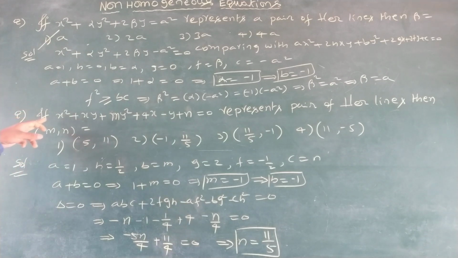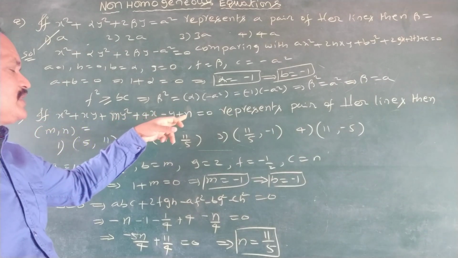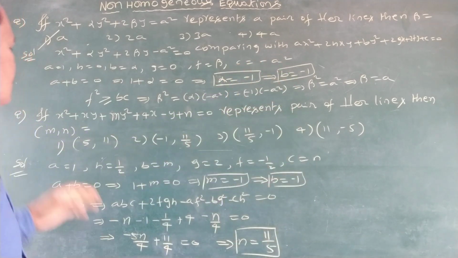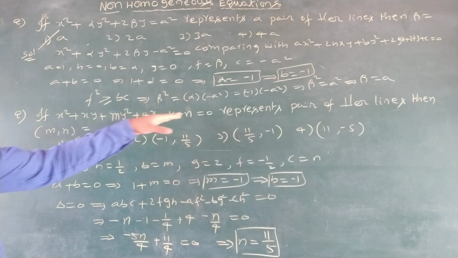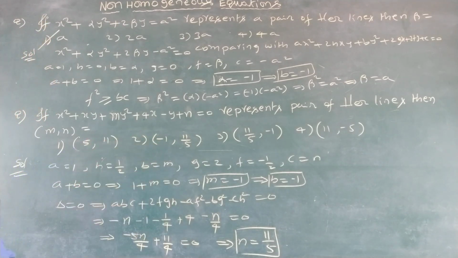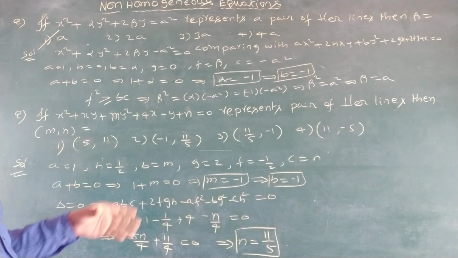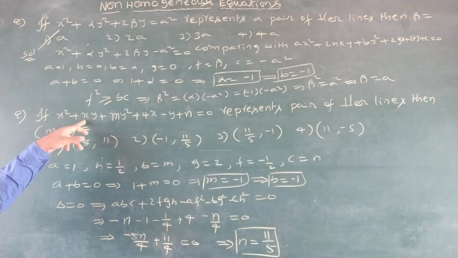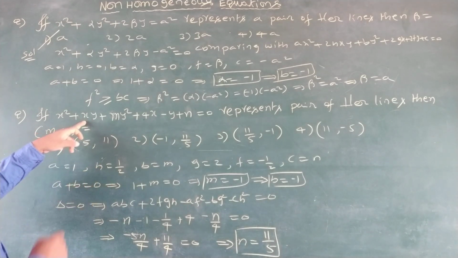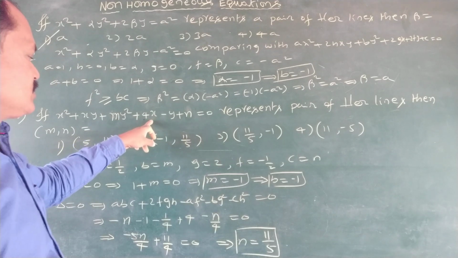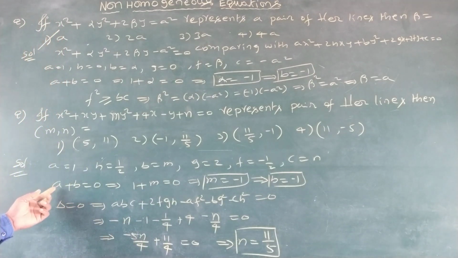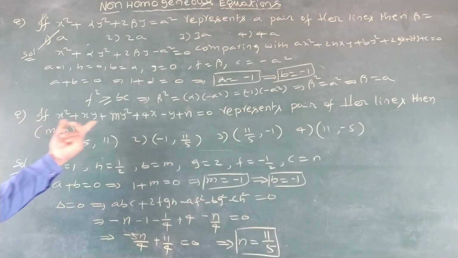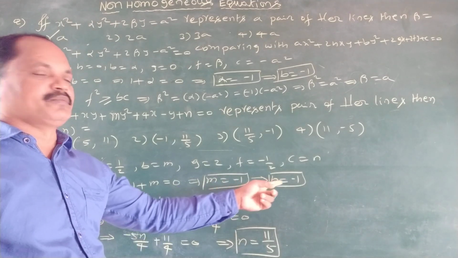Now we're going to the next question. If x square plus xy plus m y square plus 4x minus y plus n is equal to 0 represents a pair of perpendicular lines, then find the value of m comma n. So we compare with the pair of lines equation ax square plus 2hxy plus by square plus 2gx plus 2fy plus c is equal to 0, similar to the previous one. Then a is equal to 1, h is half of the coefficient of xy, that is 1 by 2, b is the coefficient of y square, m, g is half of the coefficient of x, f is half of the coefficient of y, and c is the constant. Now, for the equation to represent perpendicular lines, a plus b is 0. a is 1, b is m. That's why 1 plus m is 0, m is equal to minus 1.